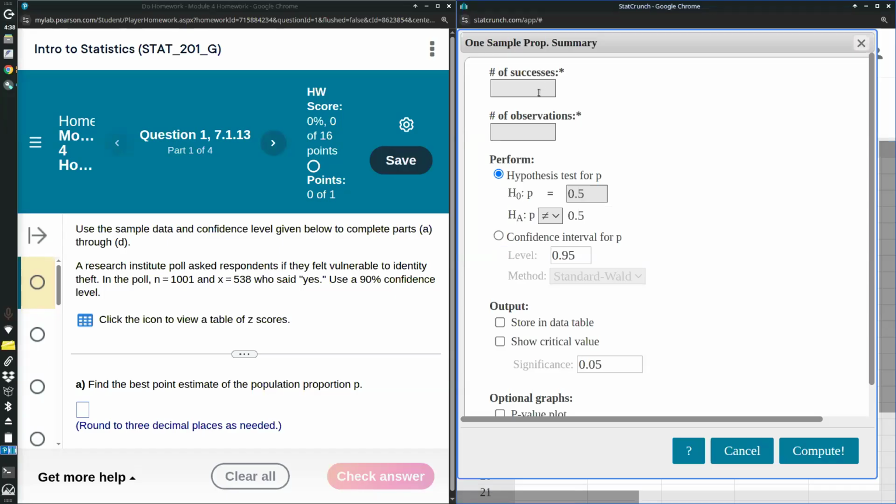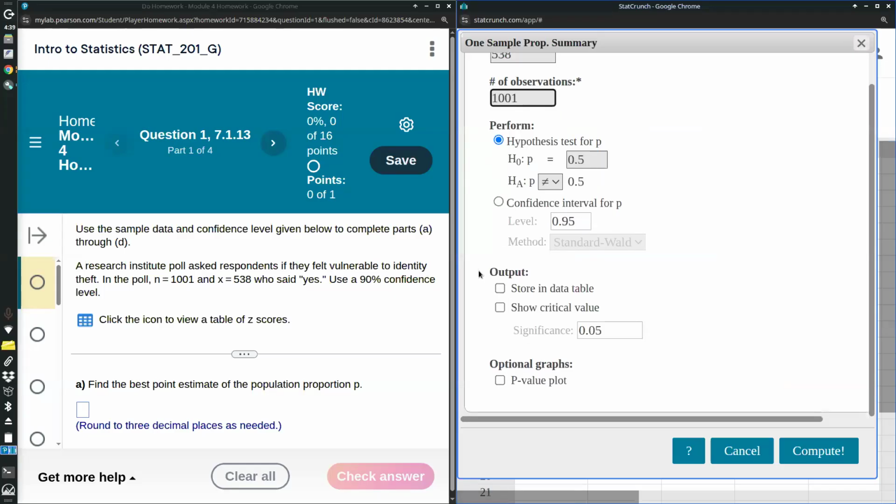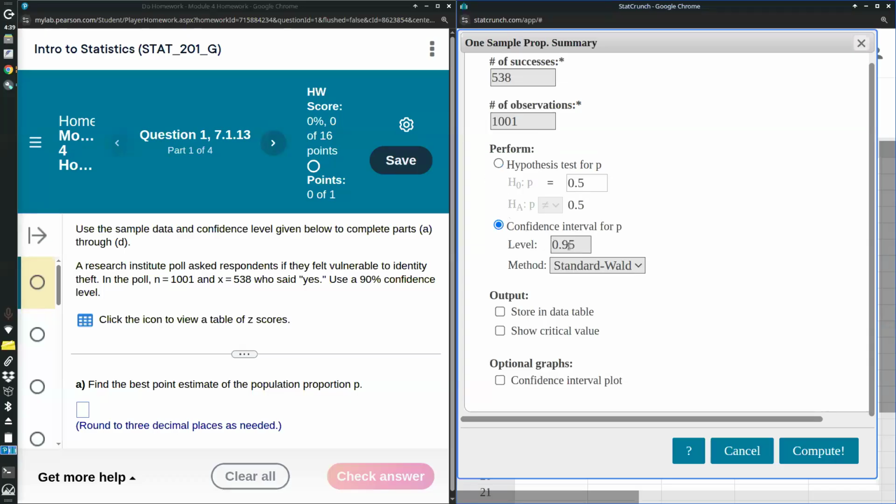So with summary, our successes being 538 and the observations being 1001. Again, yours will be a bit different. And we're not doing the hypothesis test, we're doing the confidence interval. And you want that on standard Wald, and we just want that at 0.9. If yours says a different confidence interval, you want to use whatever percentage they have there.